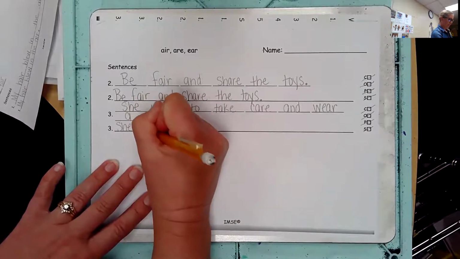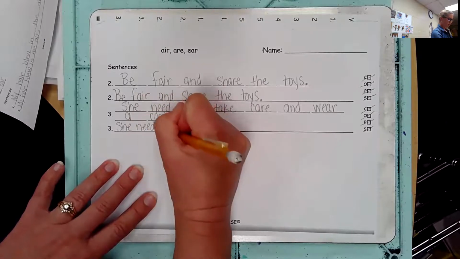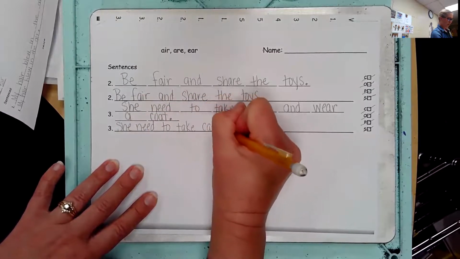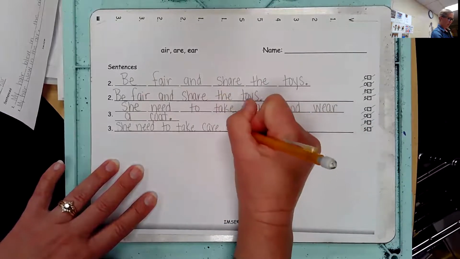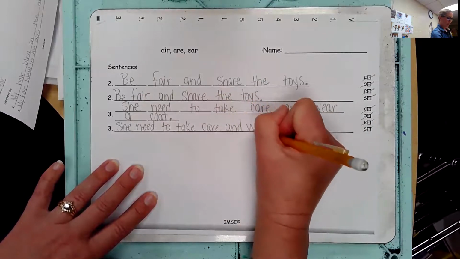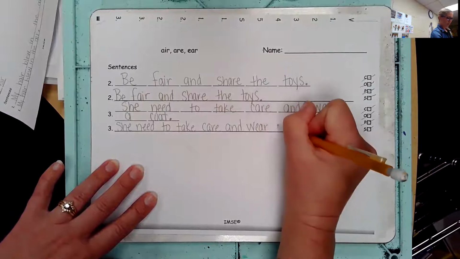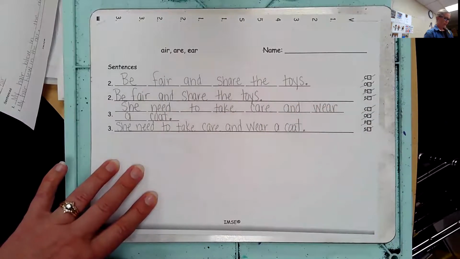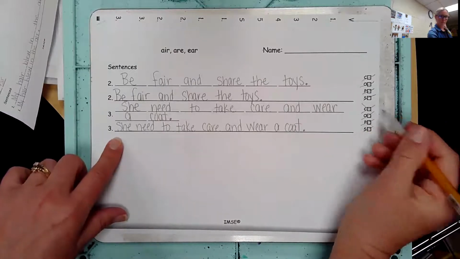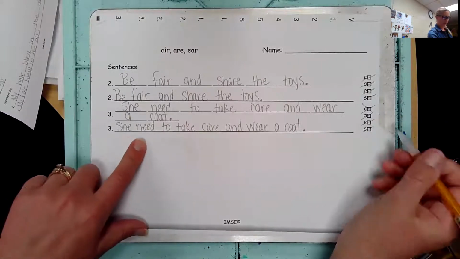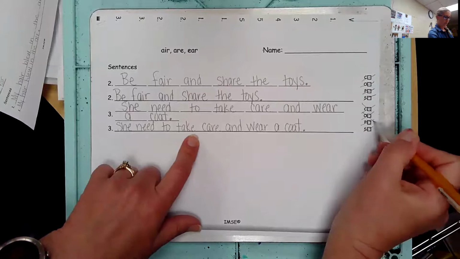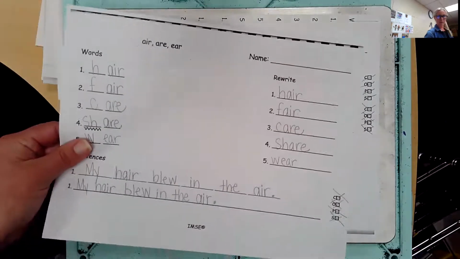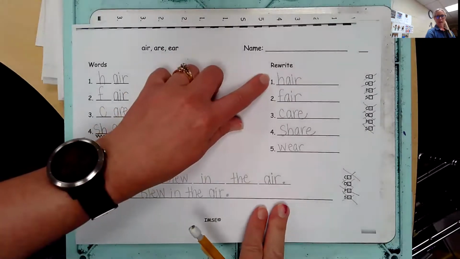She needs to take care and wear a coat. Okay, let's check one more time. Capital, organization and handwriting, punctuation and spelling. Before we go, let's take a look and do a reread.